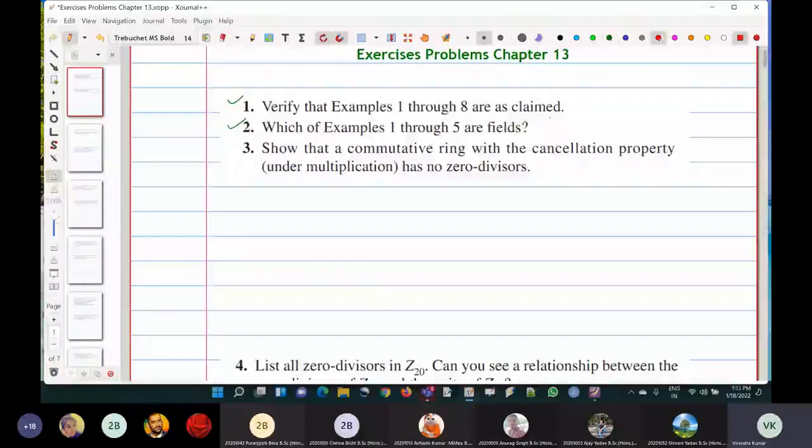The third question is interesting. Of course, we talked about it when we were discussing the integral domain. It says that a commutative ring with cancellation property under multiplication has no zero divisor. A commutative ring with cancellation property has no zero divisor. That is, it says that the cancellation implies that it has no zero divisor.